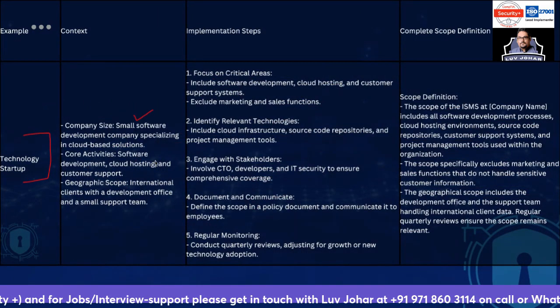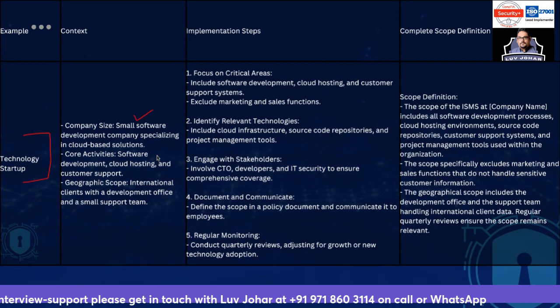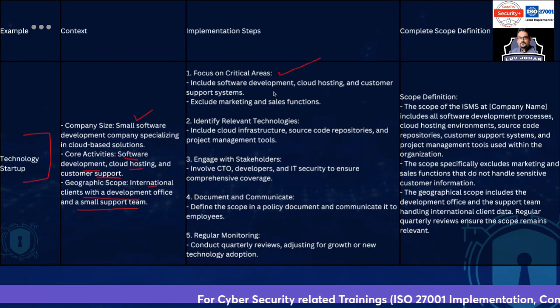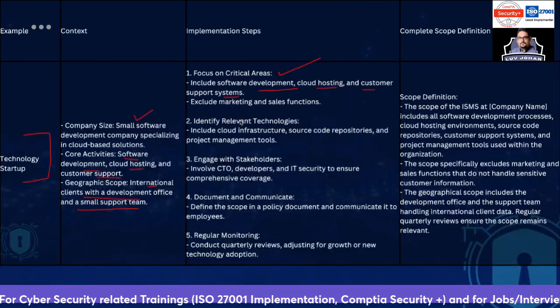Company size is a small software development company specializing in cloud-based solutions, and core activities are software development, cloud hosting, customer support, and international clients with a development office and a small support team. So let us focus on critical areas. What are the critical processes? Software development, cloud hosting, and customer support systems are the critical processes.